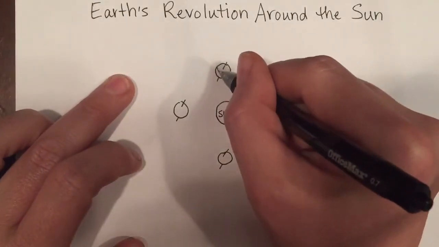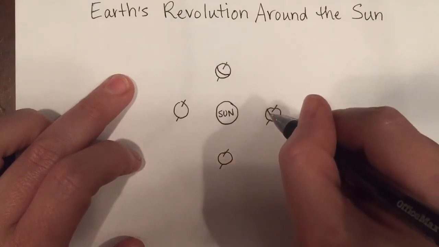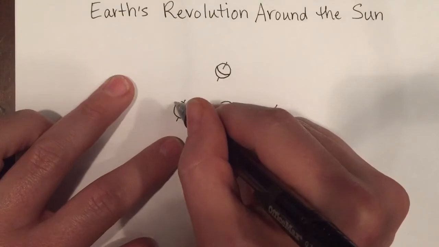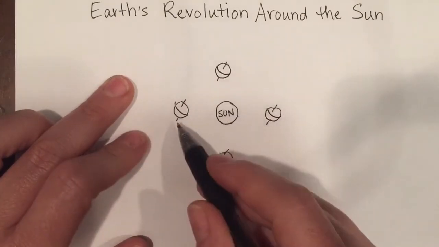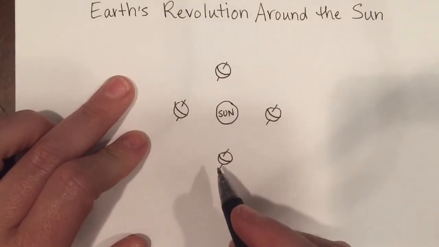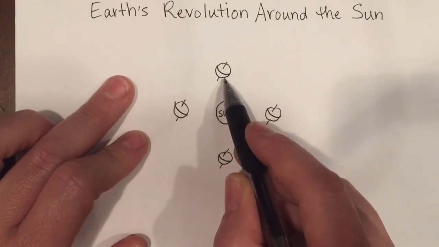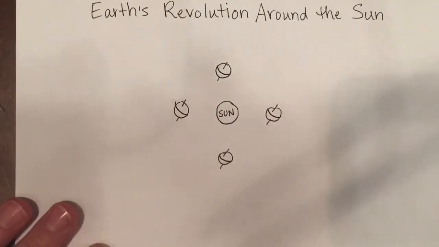Next, we're going to add an equator. The equator is the imaginary invisible belt that goes around the Earth that divides the Earth into 2 halves. The northern half, the northern hemisphere, and the southern half, the southern hemisphere.